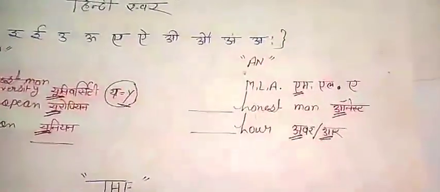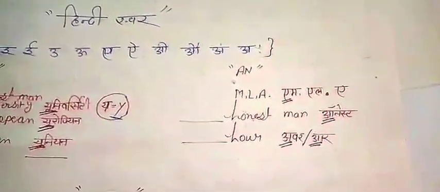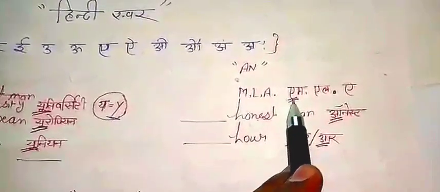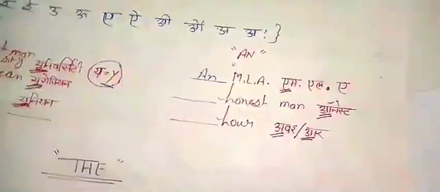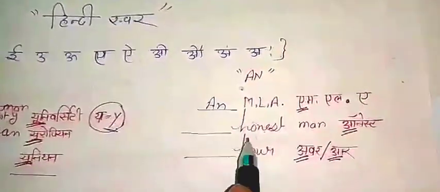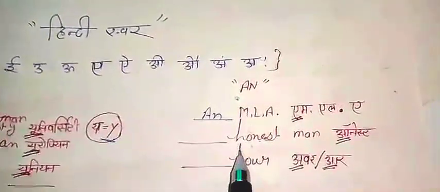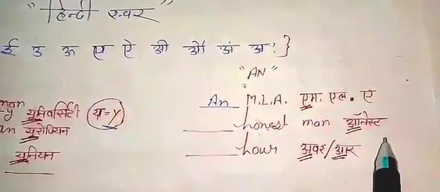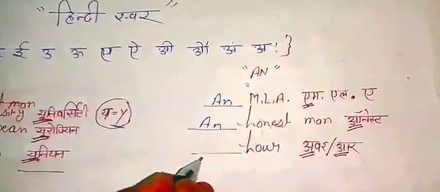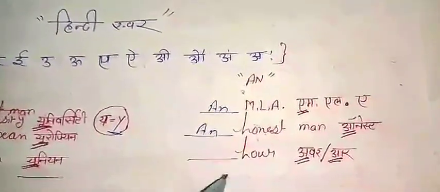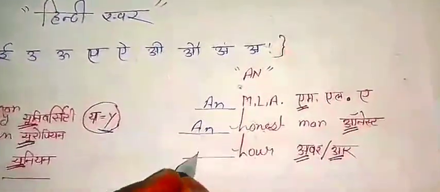If we talk about article an, so MLA, if we write it in Hindi, and we see the first sound, it starts with the sound a, and a is a vowel sound, that's why we will use an here. If we talk about honest, in this we see a consonant letter, but h is silent and the first sound is o, as in honest. So that's why we have to use article an here. If we talk about hour, h is also silent, so it is not pronounced as h, it is pronounced as our. So that's why we will use an here.